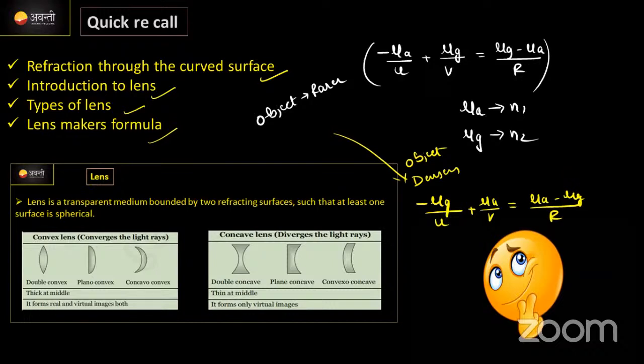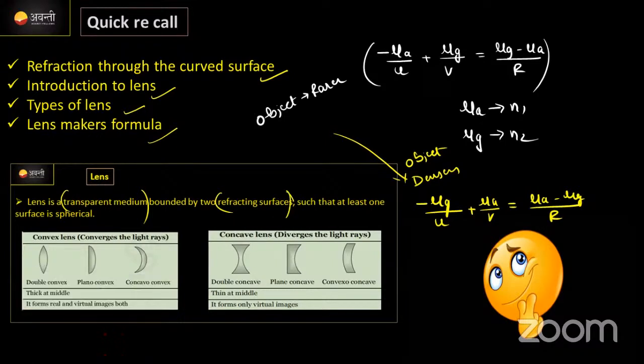Later on, introduction to lens. What is a lens? Actually a lens is a transparent material, a transparent medium bounded by two surfaces. Among these two surfaces, one surface should be bulged, or have a cave portion, because refraction should take place. Those kinds of materials we call lenses.